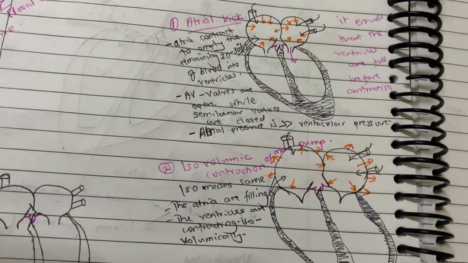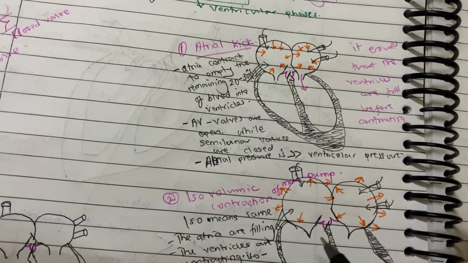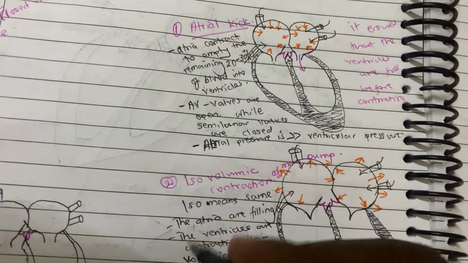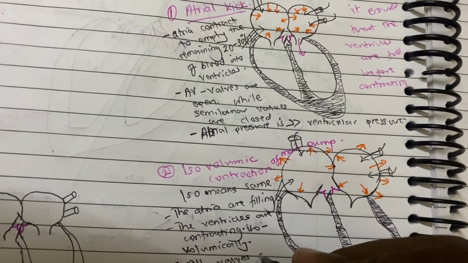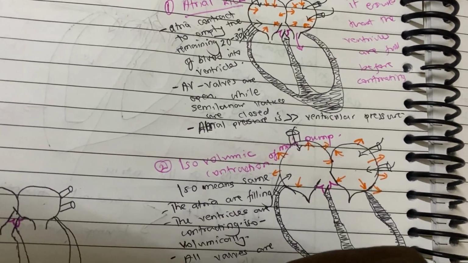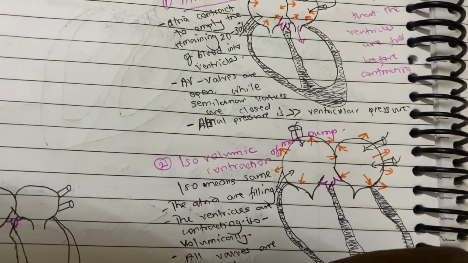With no change in volume. Why is it isovolumic? Because all valves are closed. All valves are closed.